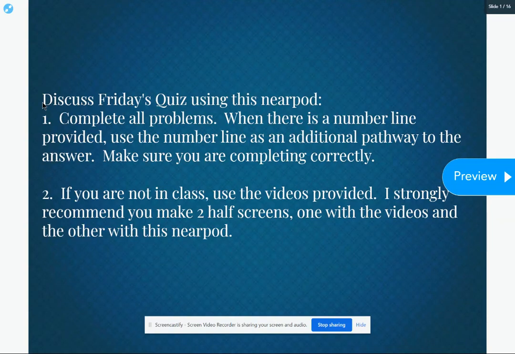Okay, on today's Nearpod, we are going over Friday's quiz. Be sure to complete all the problems. When there's a number line, please use the number line as an additional way to answer the question. Okay, make sure you are completing this correctly.